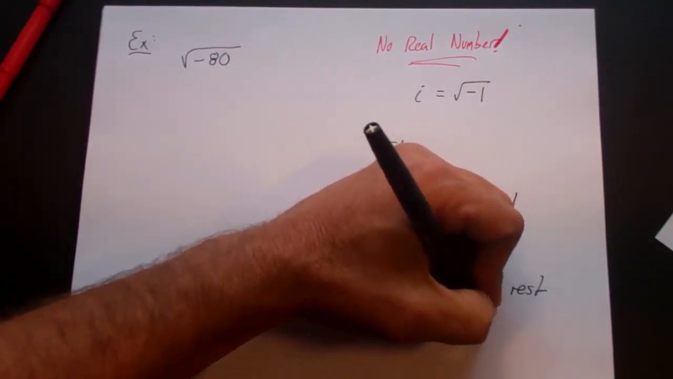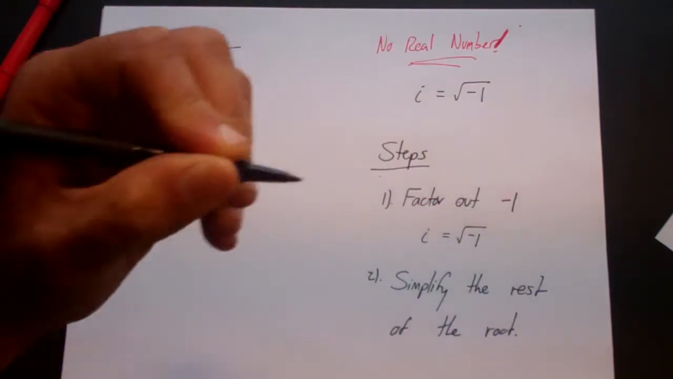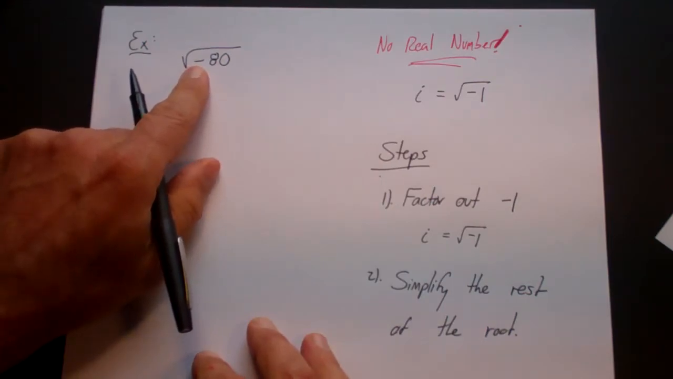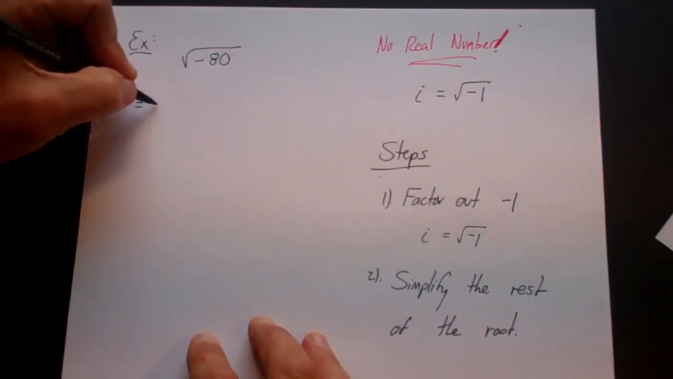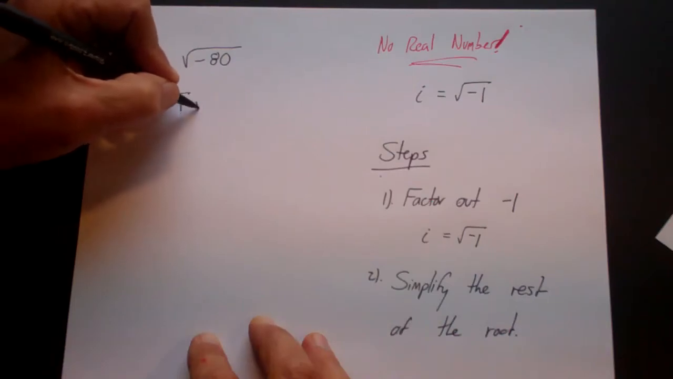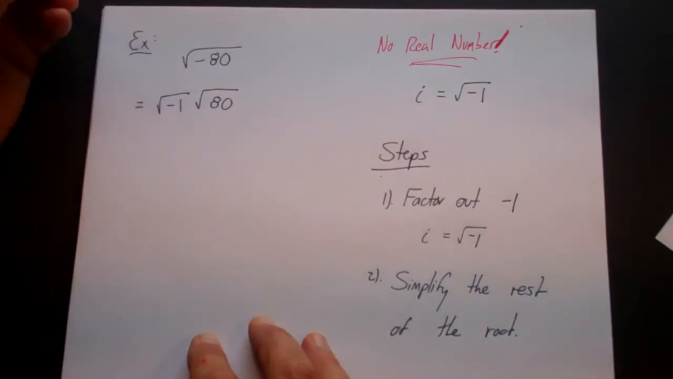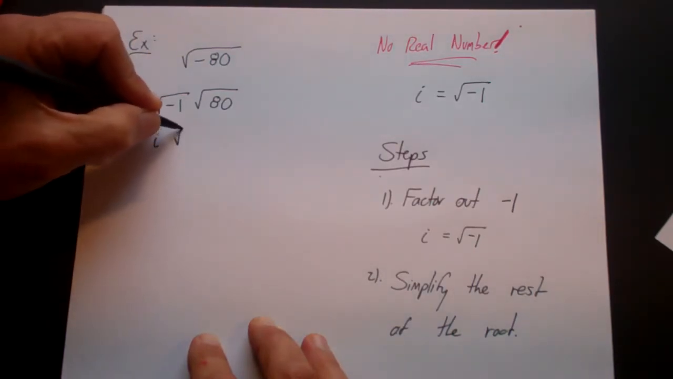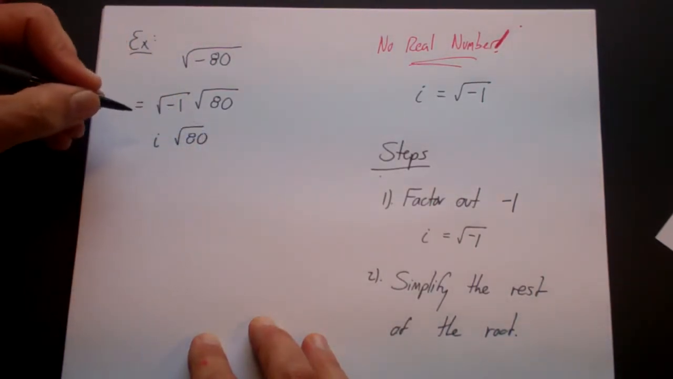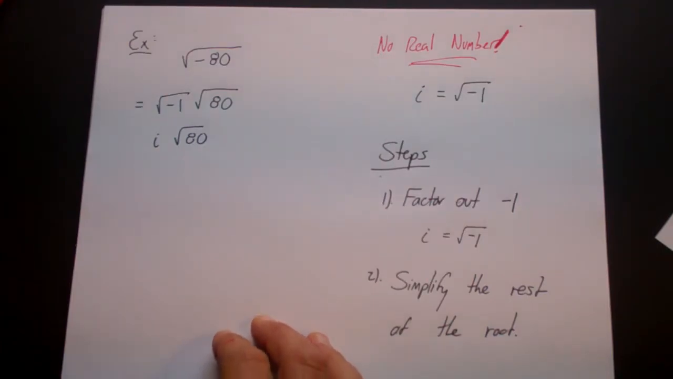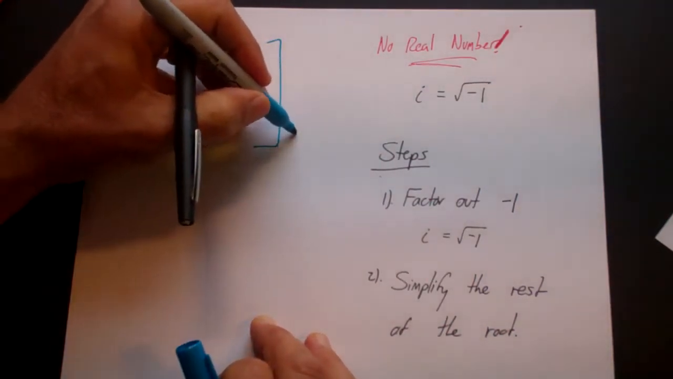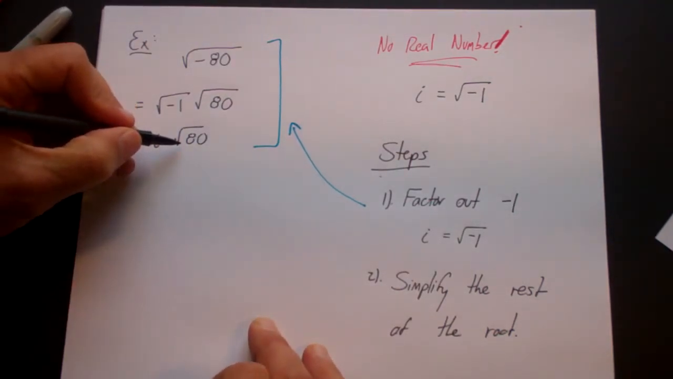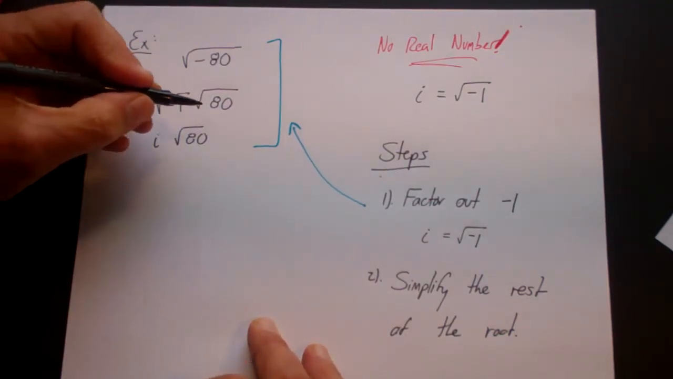Even though this is a new topic, this is a fairly straightforward problem. The very first thing we do is we notice that there's a negative underneath the square root, so we break that up into minus 1 and 80, right? Square root of minus 1 is just i, so you have i times square root of 80, and we're done with step number 1. And now we're going to do step number 2, and step number 2 is we're going to simplify square root of 80 just like we learned in Algebra 1.